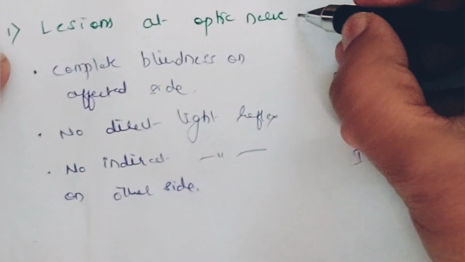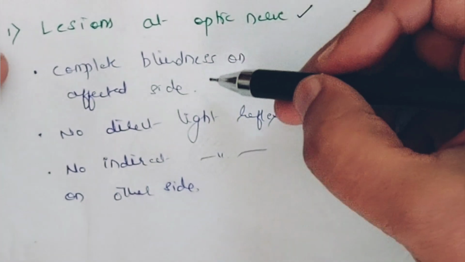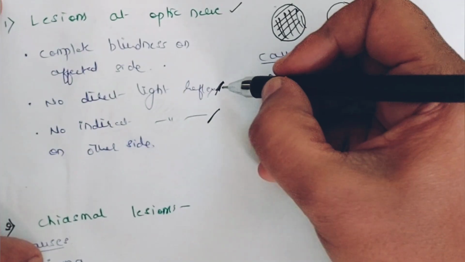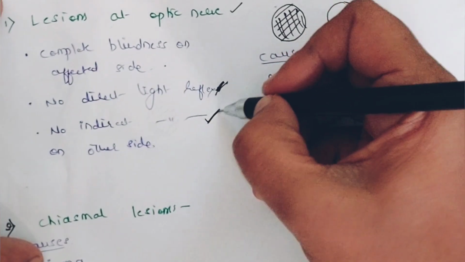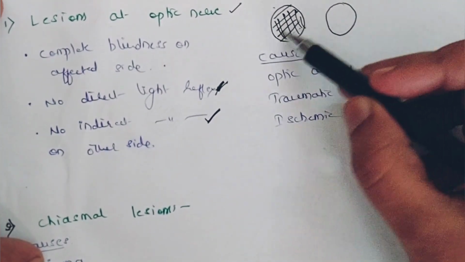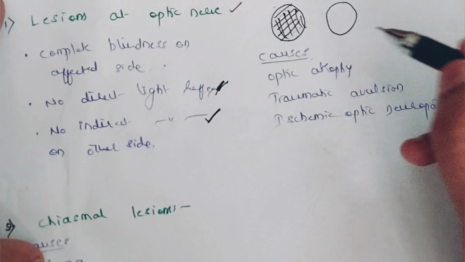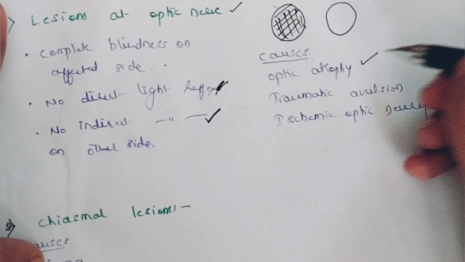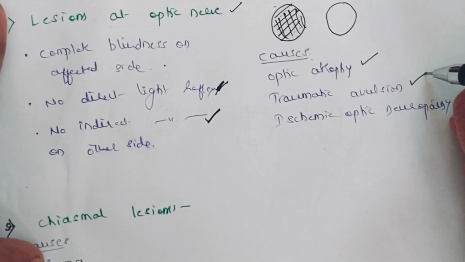Okay. So if there is a lesion at the optic nerve, patient will have complete blindness on the affected side. There is no direct light reflex as well as there is no indirect or the consensual light reflex on the other side. So the diagram is there is no vision in the affected eye. What are the causes for the optic nerve lesions? Optic atrophy, there can be traumatic avulsion of the optic nerve or even the ischemic optic neuropathy.